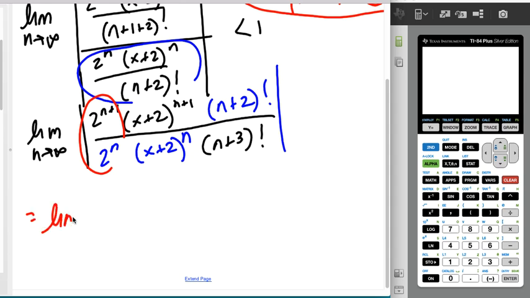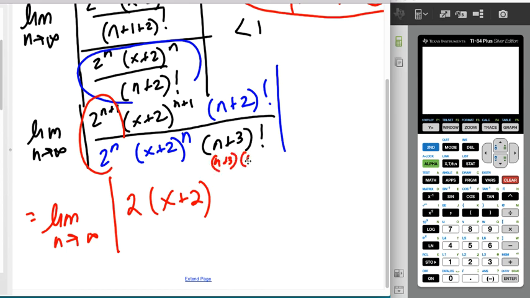So I'm going to get that this is the limit as n approaches infinity. These guys just simplify to a 2. These guys just simplify to an x plus 2, right? And these guys are going to simplify because this is actually an n plus 3 times an n plus 2 factorial, right? Because that would mean, so that's what this is. Well, these guys cancel, and I just get that this is a 1 over n plus 3.